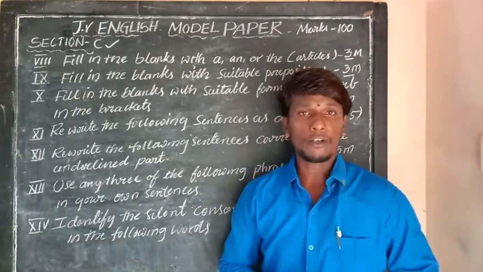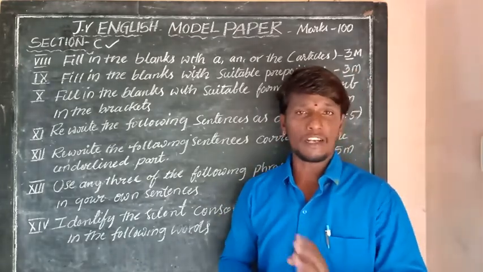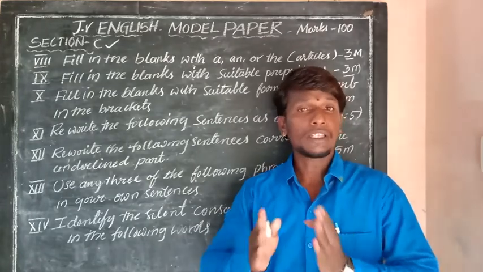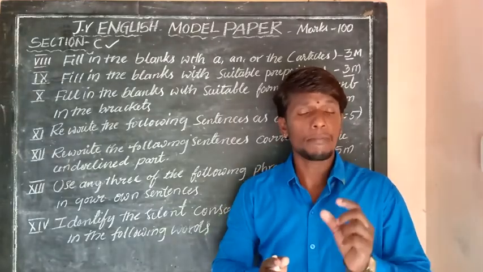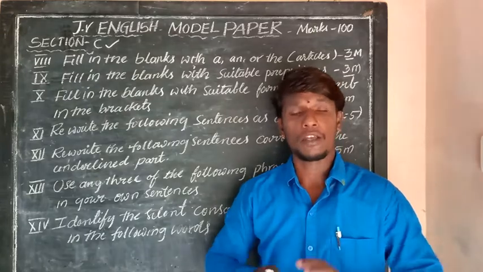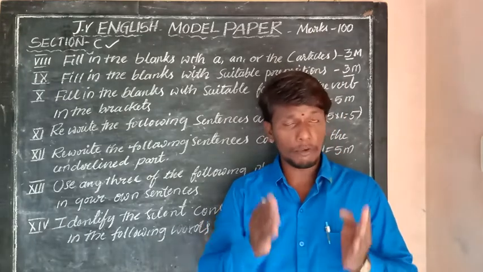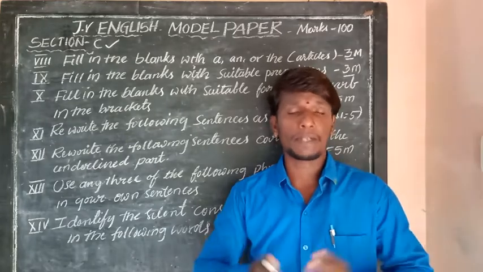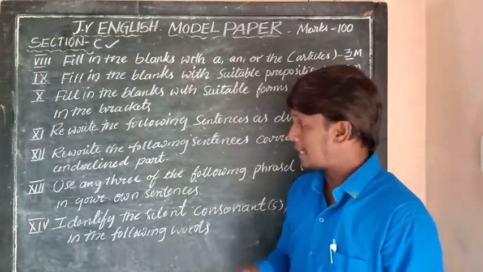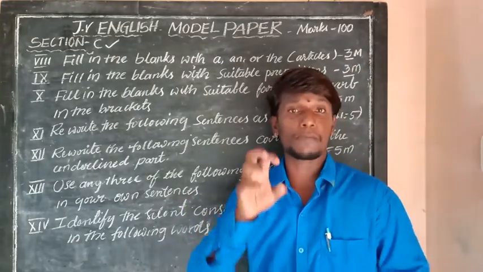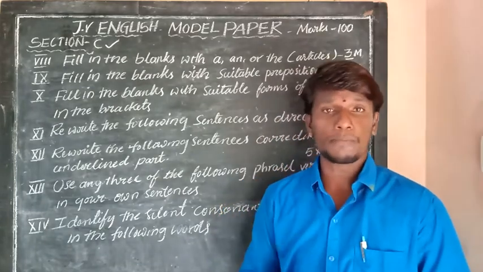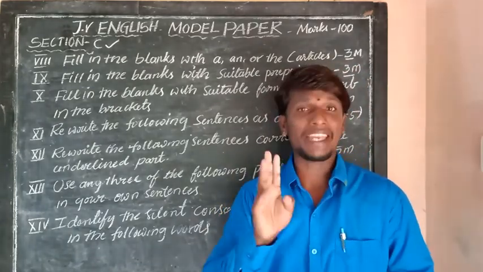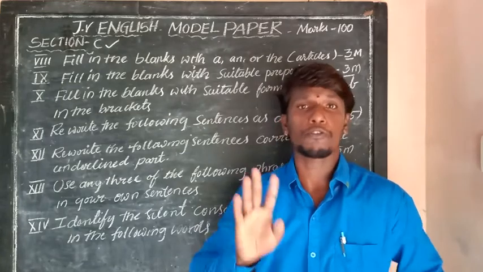For example, make out, make and out. This is a small phrase. What is the verb in make out? Make is a verb, out is a preposition. And you can say very easily that the combination of preposition and verb is nothing but a phrasal verb. So you will be given 6 phrasal verbs. Out of 6 phrasal verbs, you can use any 3 phrasal verbs in your own sentences.